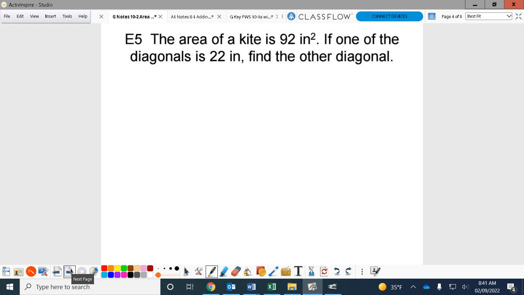The area of a kite is 92 inches squared. If one of the diagonals is 22, find the other diagonal. This is just formula. You got to write the formula. Area equals 1/2 diagonal 1 times diagonal 2. When you work backwards, you always start with the formula and you plug in everything you know. What do we know the area is?